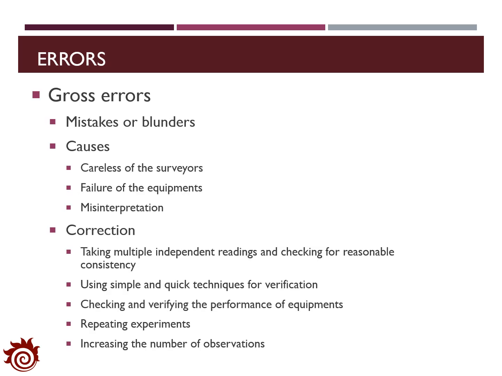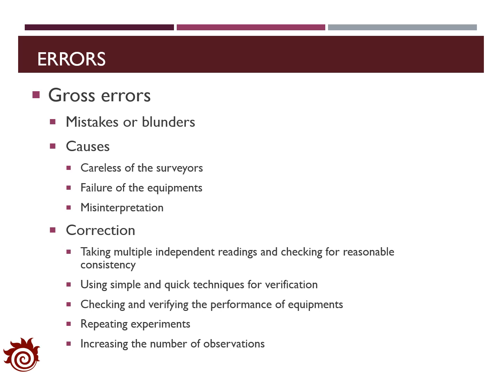There are many types of errors in measurement. The first type is called a gross error, and this one is also defined as mistakes or blunders of surveyors or the equipment. It's usually caused by the carelessness of the surveyors in the experiment, or the failures of the equipment, or misinterpretation of the observation by the surveyors.